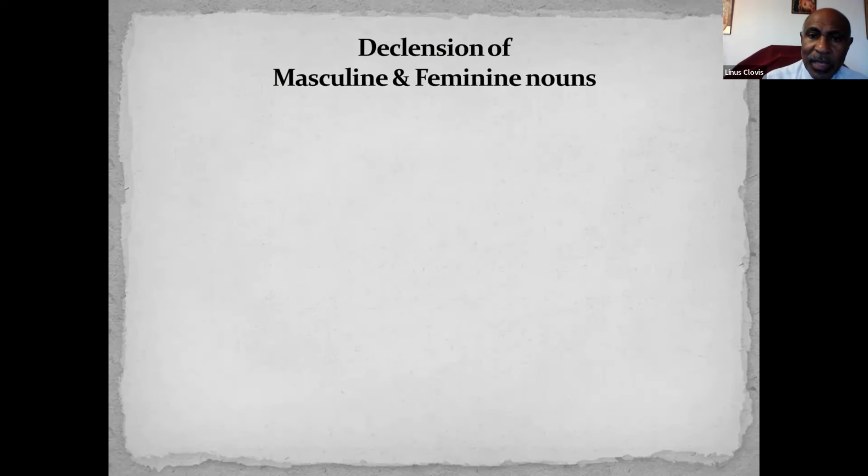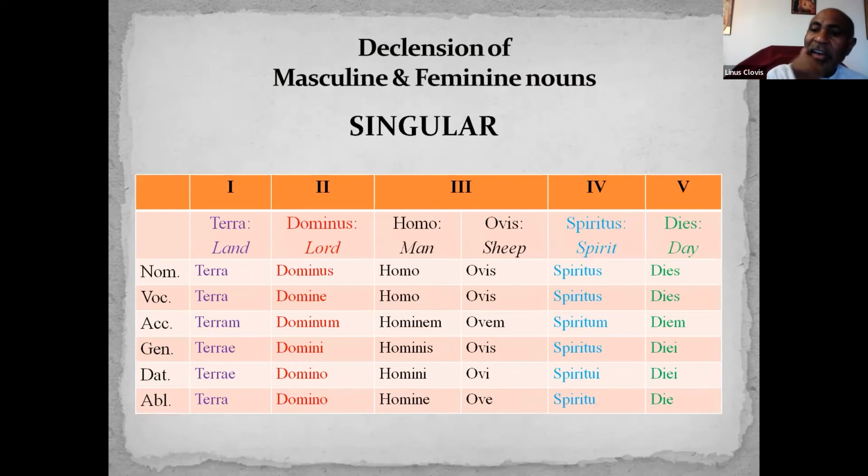Note there are no neuter nouns in the first and the fifth declensions. We mentioned that already. And when we're going to decline masculine and feminine nouns, we're going to look at the singular first. And there they are, all five. This is for masculine and feminine nouns in the singular. So we have the five nouns, 1, 2, 3, 4, and 5.